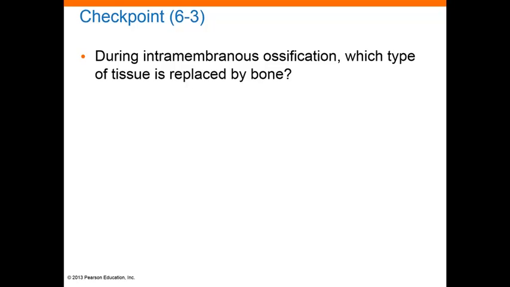So we've reached another checkpoint. Take a moment and see if you can answer: during intramembranous ossification, which type of tissue is replaced by bone?